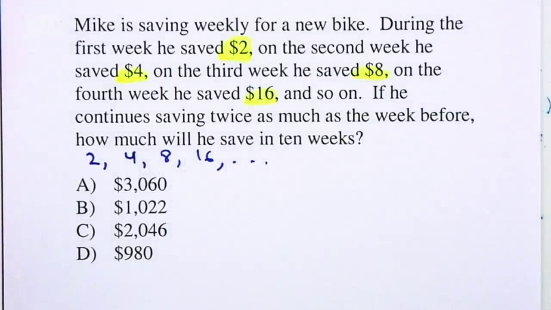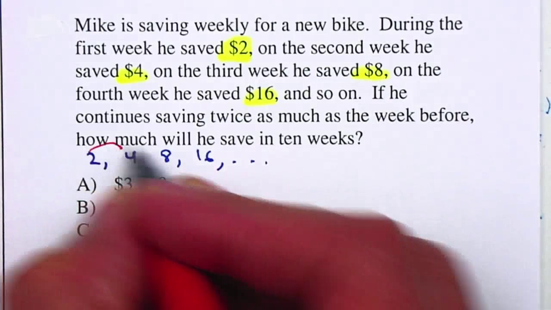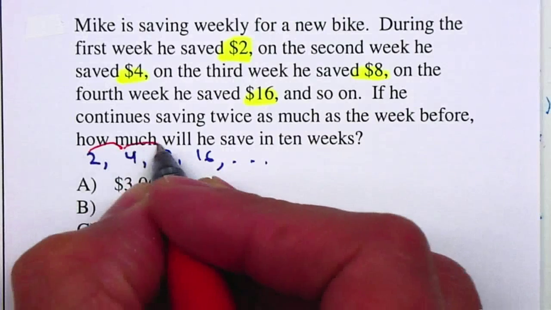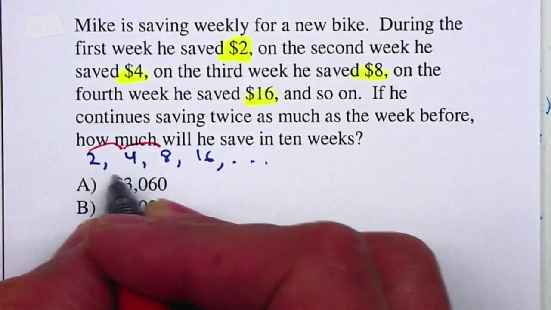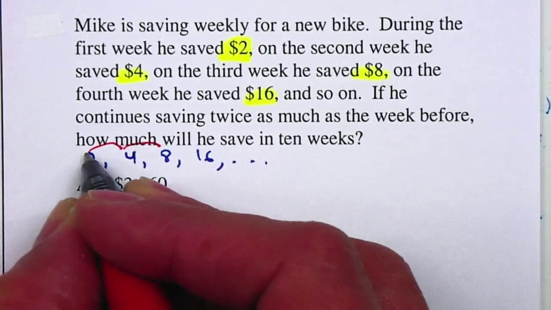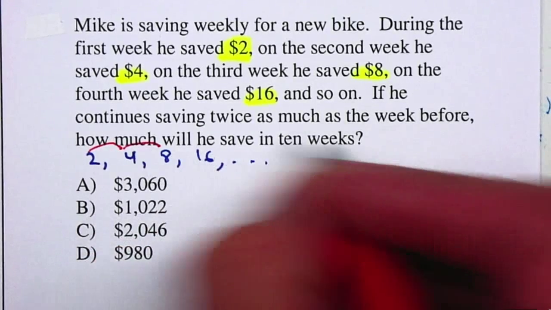Now, if you notice, they are increasing by, let's see, from 2 to 4, by 2, but then by 4, and then by 8. It changes. So this is not an arithmetic sequence. In this case, they're multiplying by 2, and then by 2, and then by 2. So this is a geometric sequence.